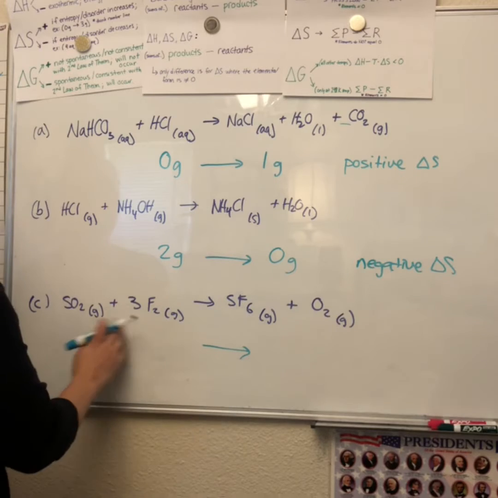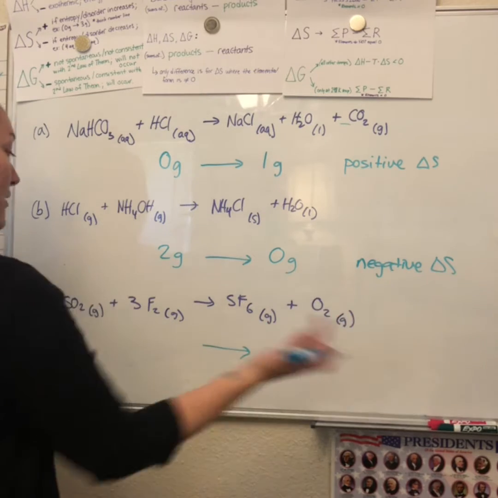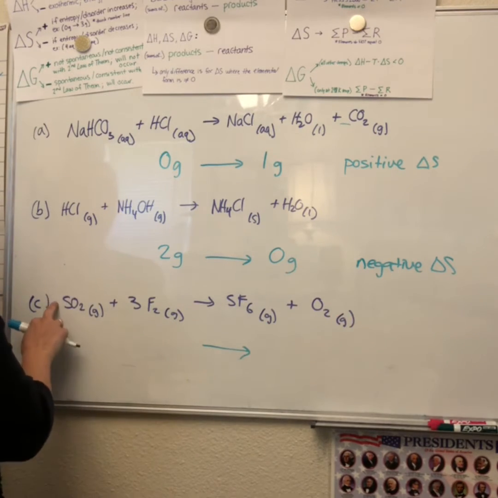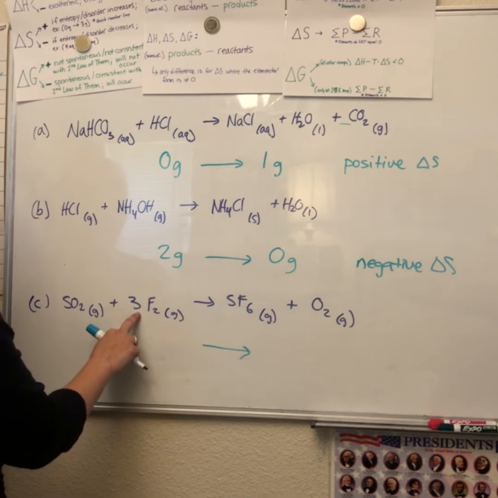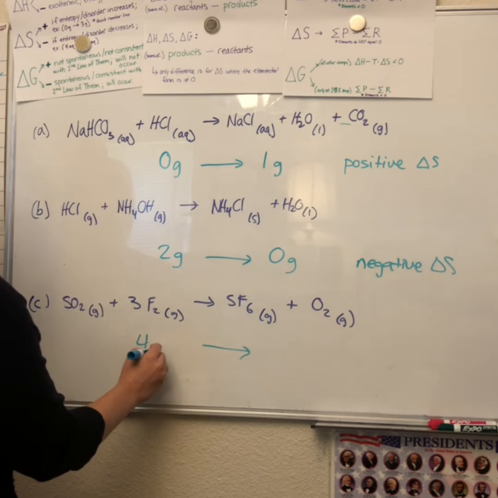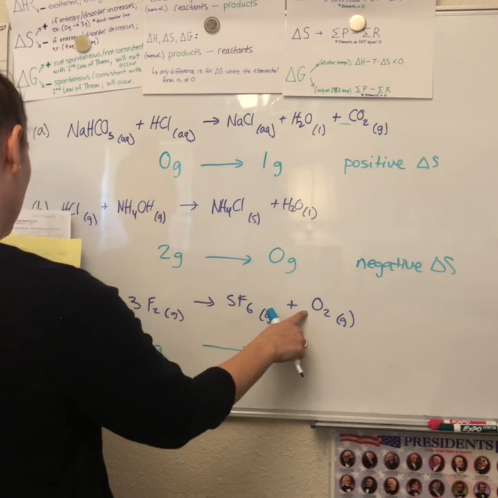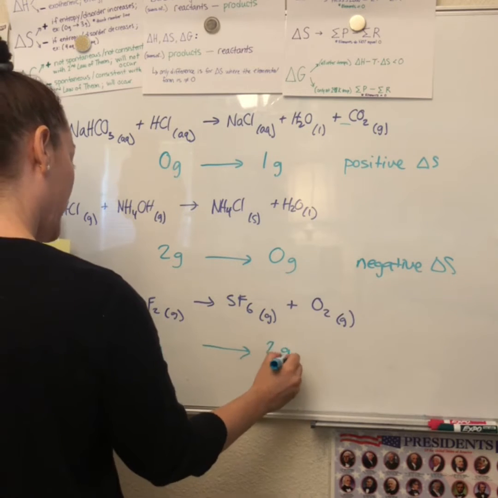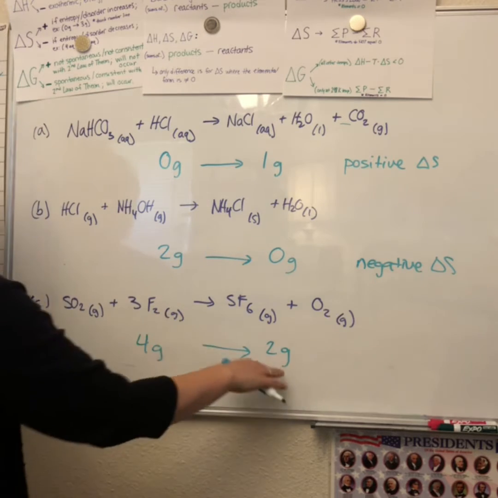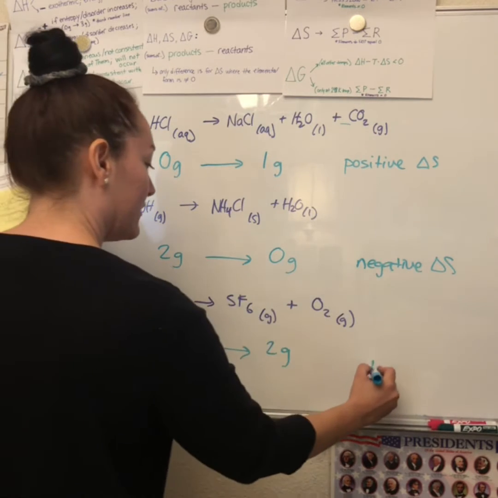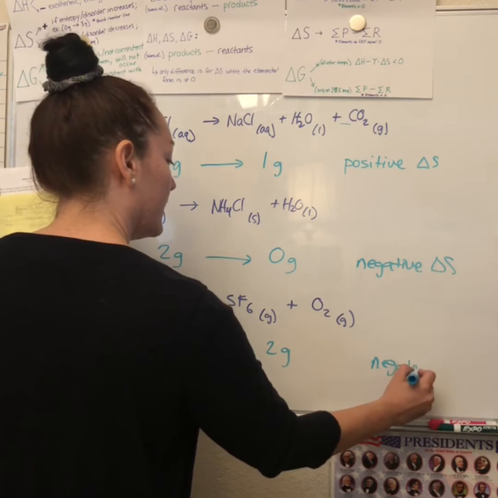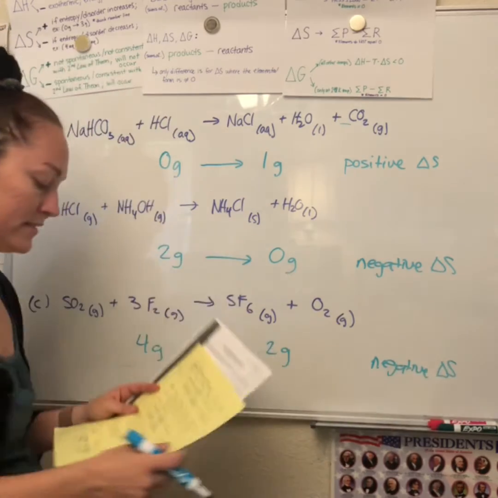Last one, gas and gas, gas and gas. Okay, so now we're actually comparing the amounts. I have a 1 here and a 3 here. So 1 plus 3 is 4 gases. And over here I've got a 1 and a 1. So that's 2. So if I go from 4 to 2, I know I'm going to get a negative number, so that's a negative entropy, or delta S, okay?